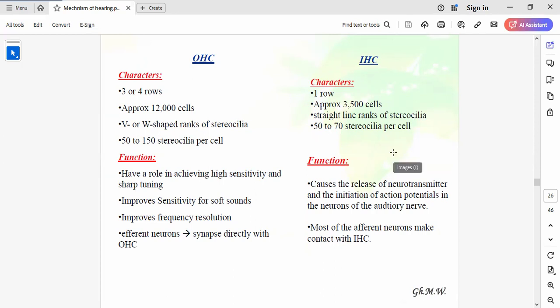Function of the outer hair cells: they have a role in achieving high sensitivity and sharp tuning, meaning optimum vibration, or highest vibration, of the basilar membrane at a certain frequency. They analyze sound into its main frequency components, and each part of the basilar membrane vibrates optimally at a certain frequency. This is the function of the outer hair cells. They improve sensitivity for soft sound, improve frequency resolution and clarity of sound, and efferent neurons synapse directly on outer hair cells. So outer hair cells receive feedback from higher centers through the efferent system. It is mainly afferent on inner hair cells and mainly efferent on outer hair cells.